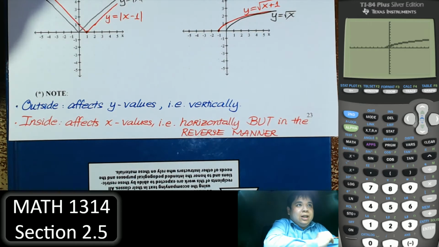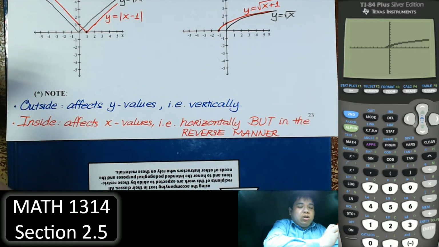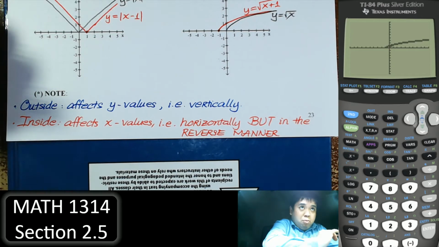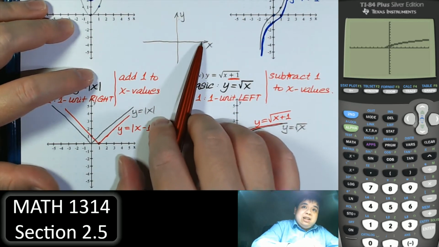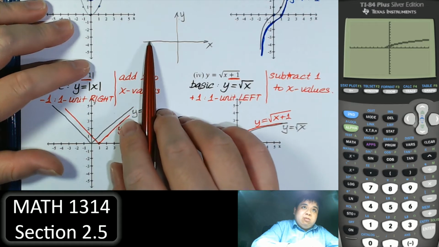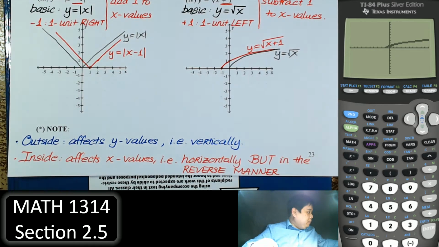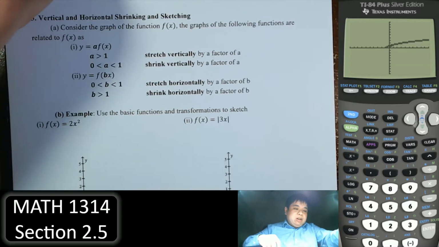Right. So that's the important note of the whole section. Outside affects the graph vertically, or the y values. Inside affects the graph horizontally, or the x values, but in the reverse manner. So if you think that positive x is on the right side and negative on the left side, the transformation has to be reversed. Right. Now, more types of transformation.